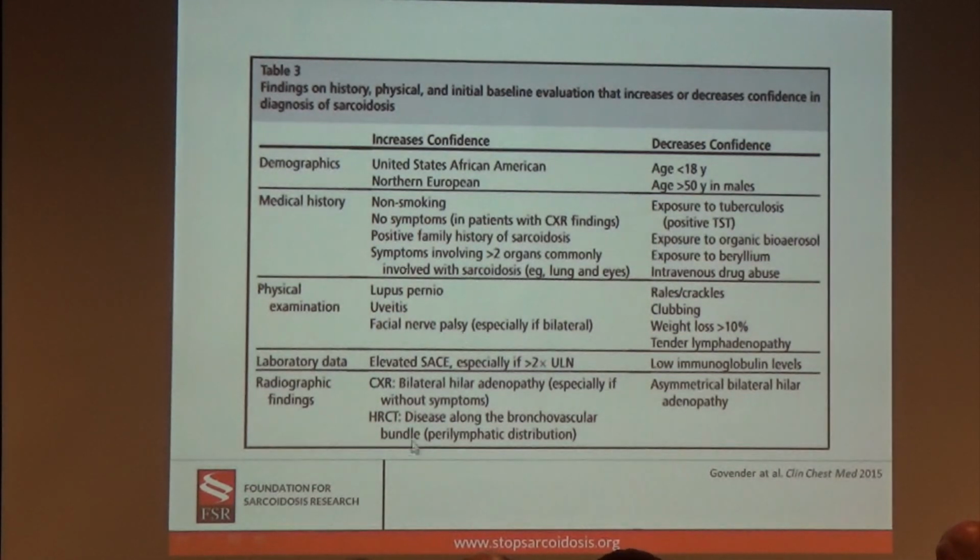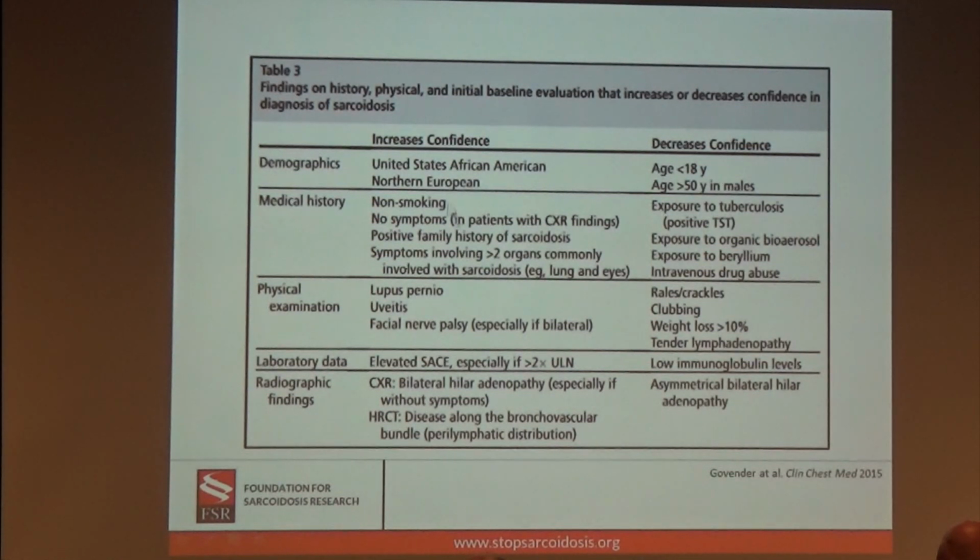So I really like this table from this paper that was published in 2015 to give you an idea of how we think through this. Because as one of my colleagues, Dr. Judson, says, a diagnosis of sarcoidosis is arbitrary. I know that's kind of hard to hear, but there's no specific test so far that tells you with confidence that this is what your patient has. We look at the clues, and there are some clues that give you more confidence and some clues that give you less confidence.